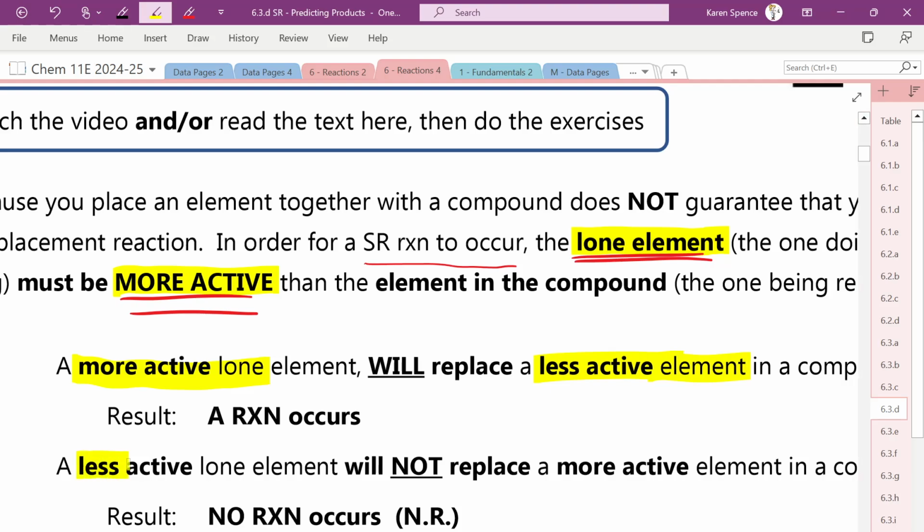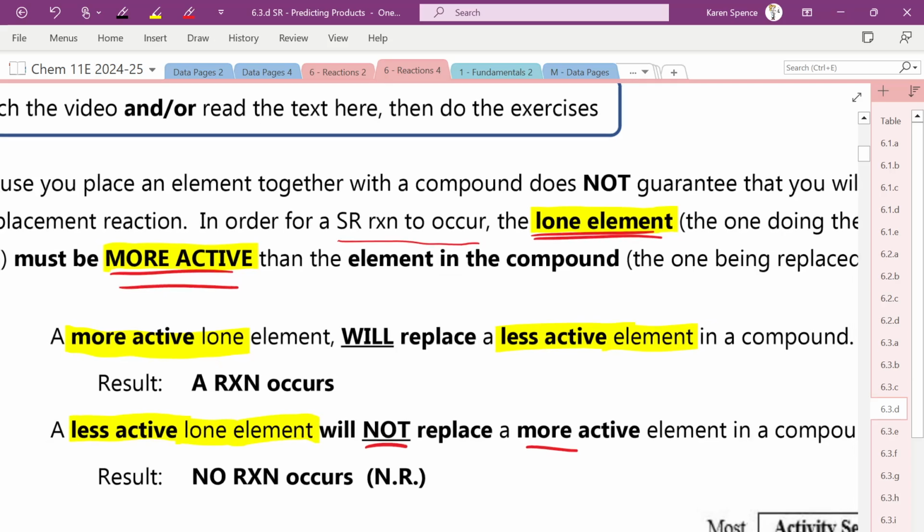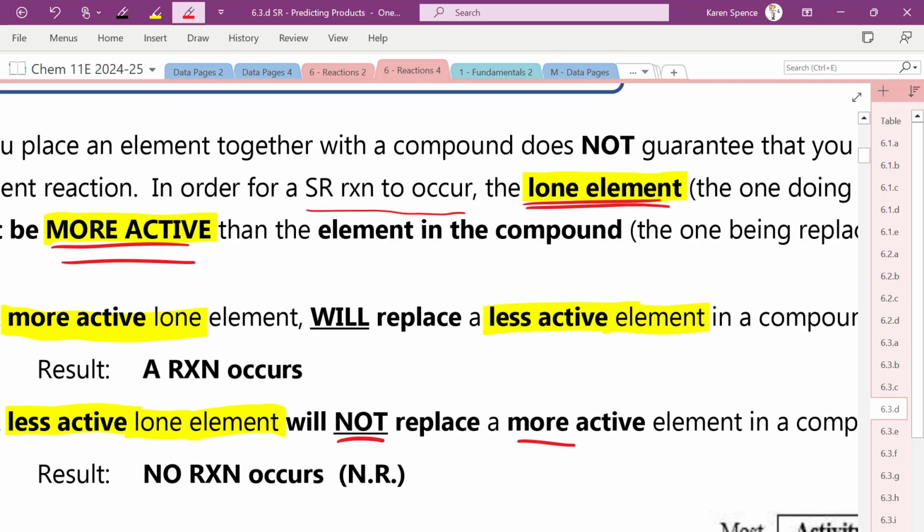A less active lone element will not replace a more active element in a compound. Now, just in case you're wondering what this RXN is, RXN stands for reaction. Okay? And if no reaction occurs, you don't have to write any products. You can simply write either no reaction, or even more simply, you can just write NR.